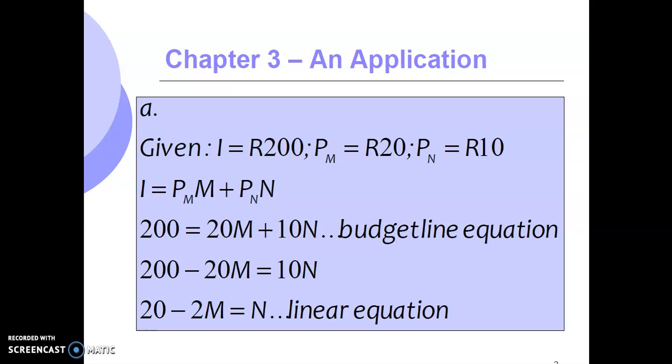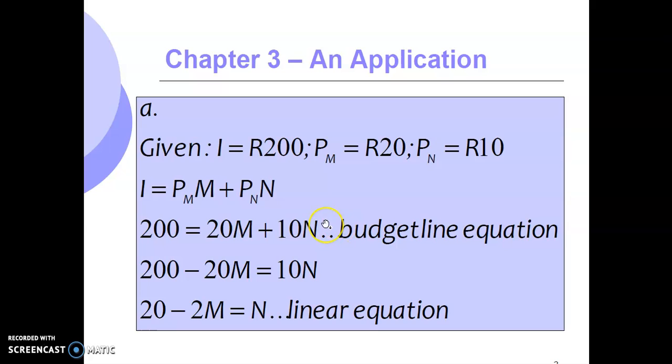For A, it's fairly straightforward. You are given the income I, and that was 200. You're told that the price of magazines M is 20 Rand and the price of newspapers N is 10 Rand. From section 3.2, you know that your budget constraint is given as I for income is equal to the price of your good M times M, the quantity of magazines, plus the price of the other good, in this case newspapers, times the quantity of newspapers. We can substitute the information we have to obtain our budget line or that constraint. I is 200, our price of magazines was 20 Rand, and our price of newspapers was 10 Rand. We don't know the quantities of M and N yet, that we need to figure out.